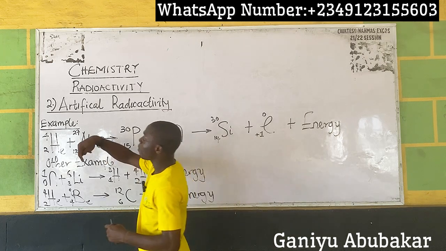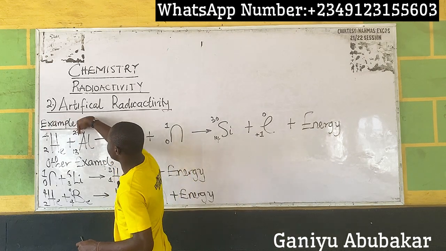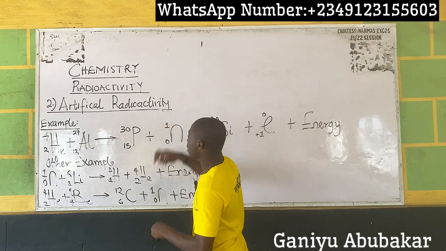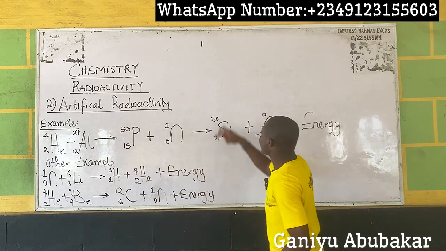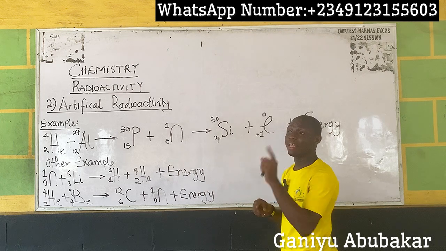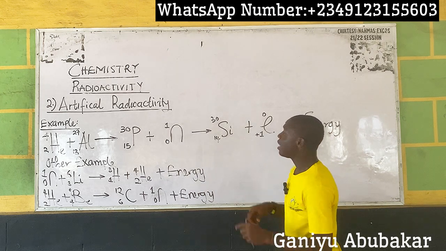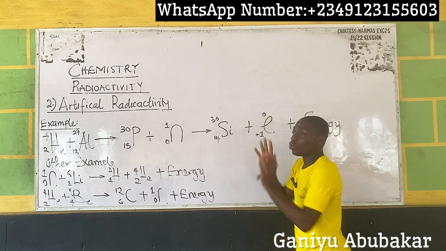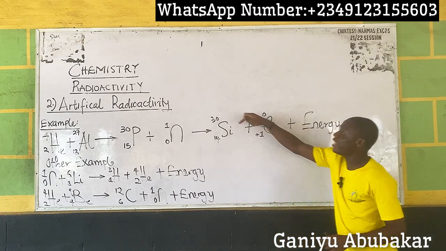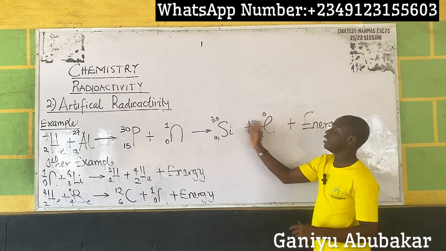Let's check the atomic mass. 4 plus 27 gives 31. 30 plus 1 gives 31. 30 plus 0 does not give 31, but gives what? 30. So that's the concept there. And energy is being lost in this process. That's why I have plus energy. So energy is being lost in this process.